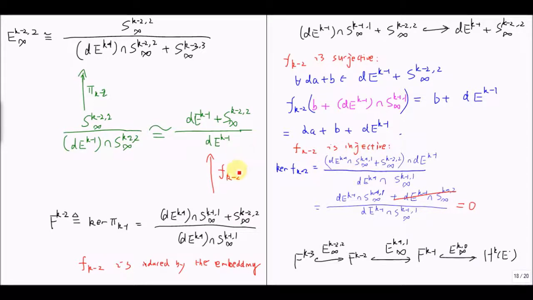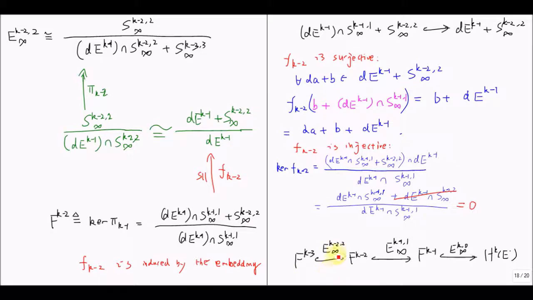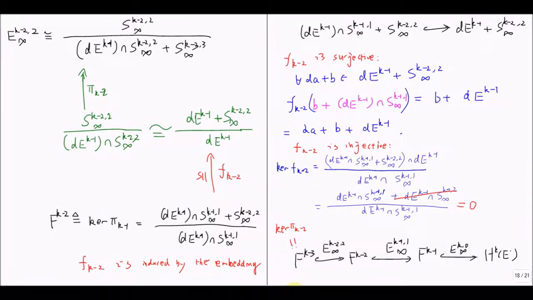So f sub k minus 2 is injective, and now f sub k minus 2 is an isomorphism. So this gives us the third part of the filtration. When they are isomorphic, we can identify f sub k minus 2 with this guy. So we can think of a kernel of this contained in f sub k minus 2, so that if we let f sub k minus 3 be the kernel of pi sub k minus 2, then f sub k minus 2 modulo this kernel is precisely this guy. So we will repeat this argument over and over again to get the filtration.